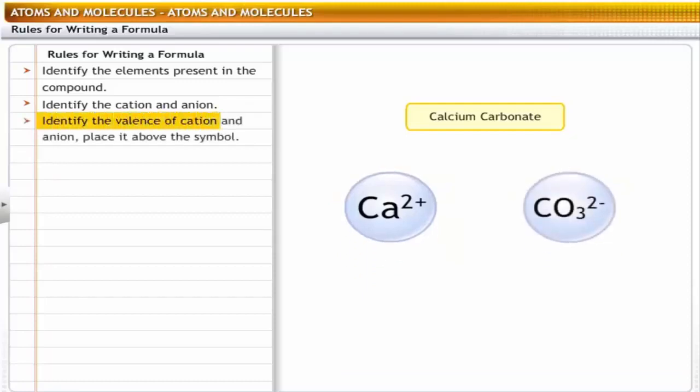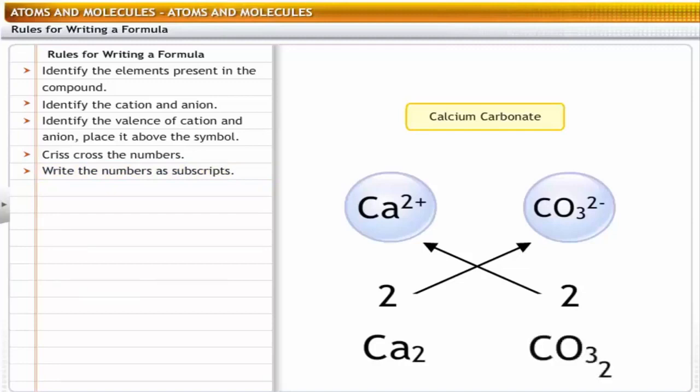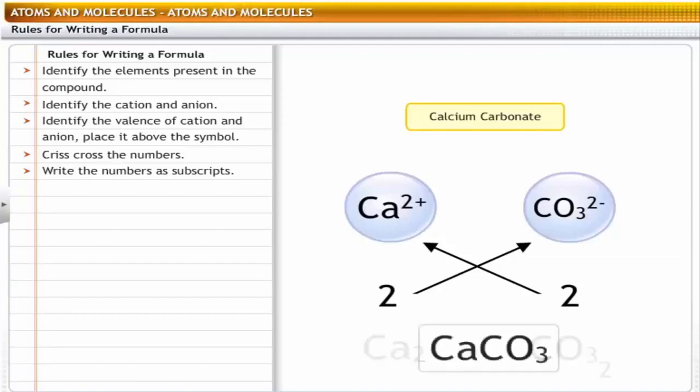Next, identify the valency of the cation and the anion and place it just above the symbol. For example, the valency of calcium is 2 and the valency of carbonate is also 2. Then cross-multiply the valencies. Now write the numerals as subscript right after the respective symbol, Ca2 and CO3 2. In case of calcium carbonate, both the valencies are 2, hence the formula is CaCO3.